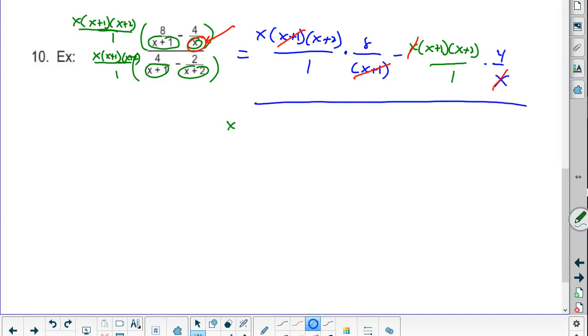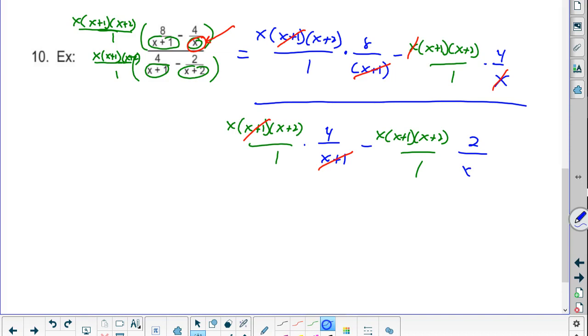So the bottom, the first distribution, again, x times x plus 1 times x plus 2. And it's that times the 4 over x plus 1. And hopefully you see the x plus 1's go away. Again, got rid of another denominator. And then we've got that minus sign, and again our x times x plus 1 times x plus 2 over 1 times the 2 over x plus 2. And lastly, we needed the x plus 2 to make that x plus 2 go away. And we've gotten rid of all of our fractions.